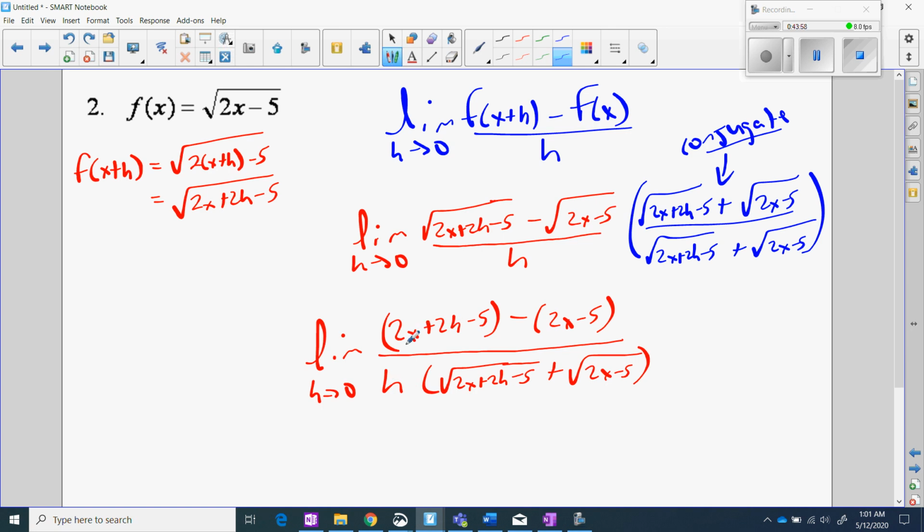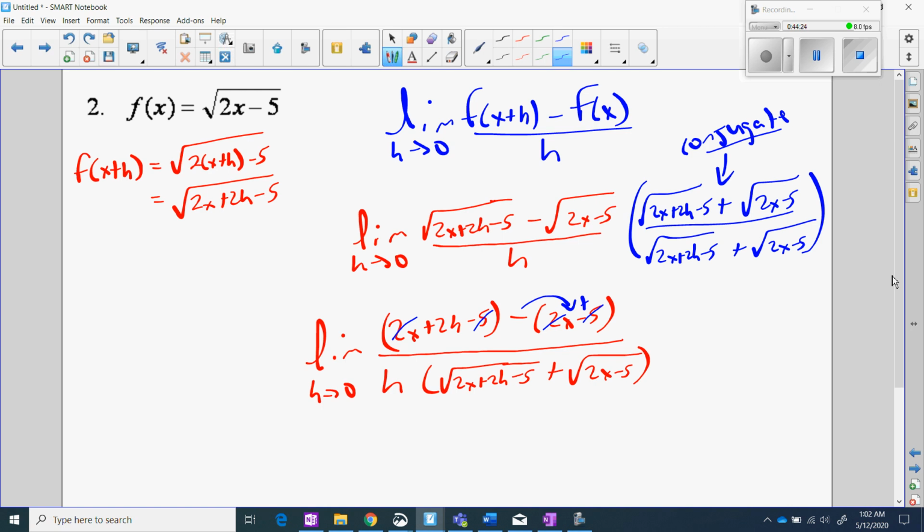Let's look at what happens in the numerator. 2x minus 2x. Those are gone. I've got a negative 5. This negative distributes in here and switches this to a plus 5. A negative 5 and a plus 5, they wipe each other out. Like the last one, look at there, only one single term left. It's got a 2h on it. And what's the nice thing about that is it has a factor of h.